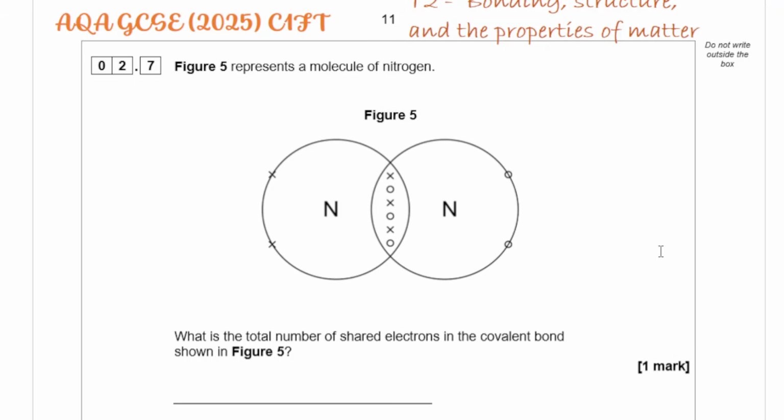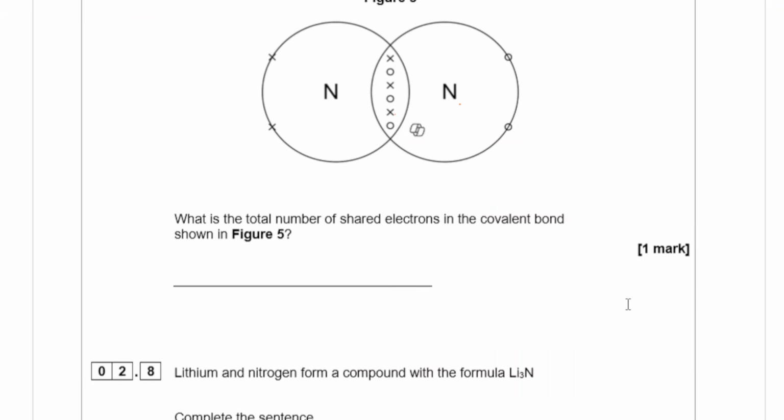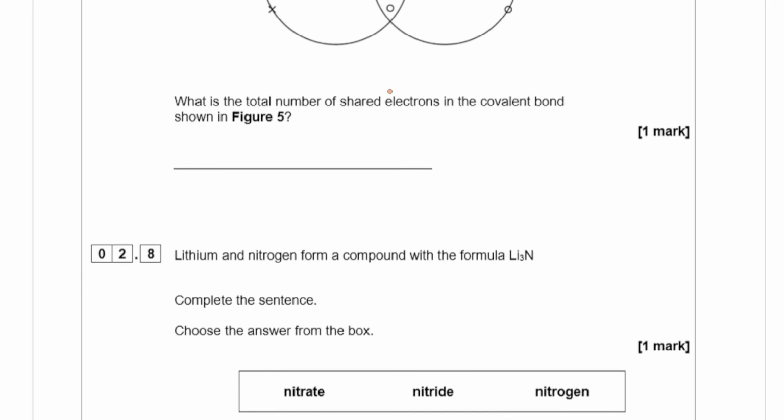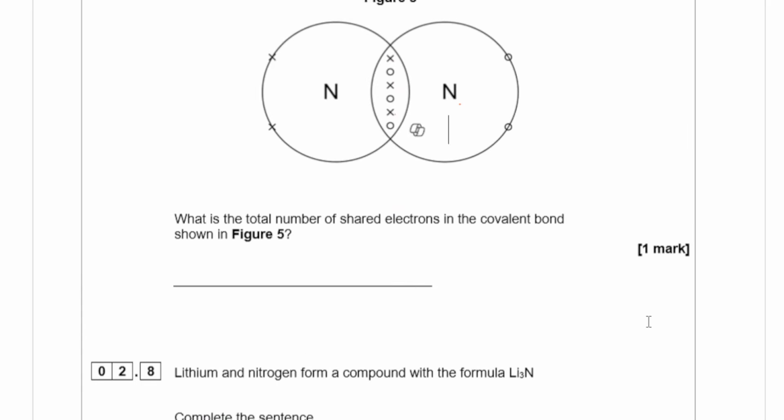Figure 5 represents a molecule of nitrogen. We have nitrogen. We have 1, 2, 3 electrons from this nitrogen with a cross being shared, and 3 electrons from this second nitrogen being shared. What is the total number of shared electrons in the covalent bond? That would be 6. We are just simply counting these electrons which are in the middle. So that would be 6.